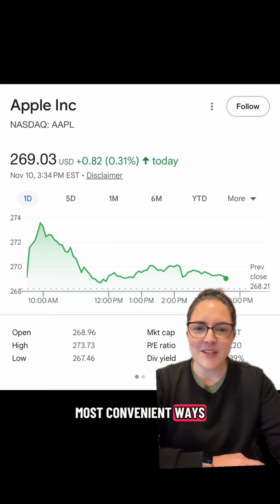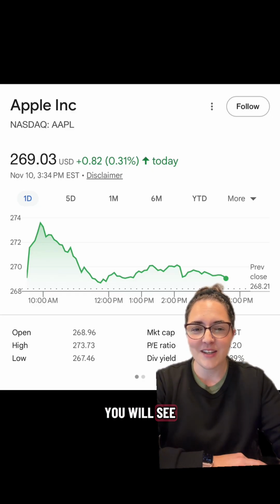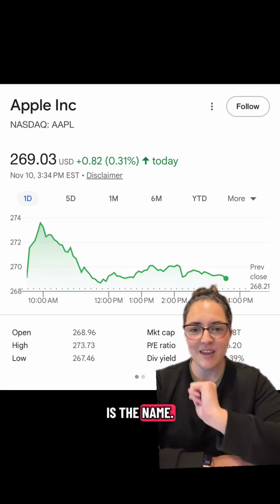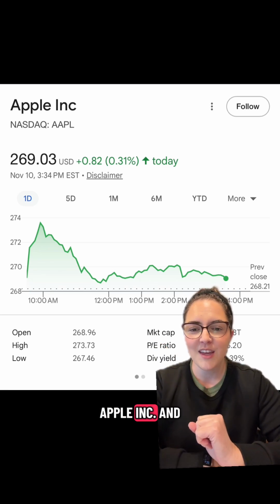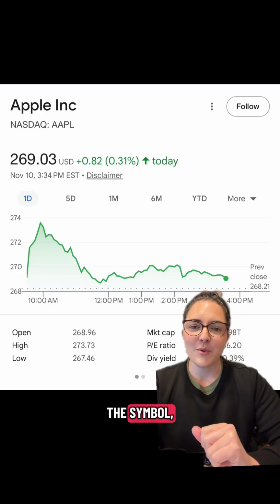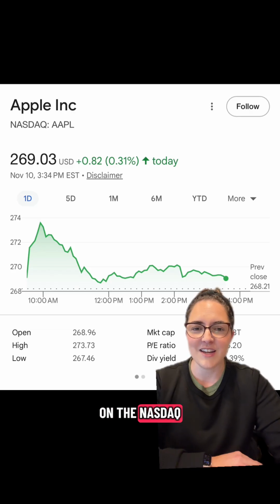One of the most convenient ways to learn about stock summaries is through Google. So if you just Google Apple stock, this is what you will see come up in your search results. The first thing we look at is the name. So it is Apple Inc. And that AAPL up there is the ticker symbol that Apple stock trades on the NASDAQ stock exchange.